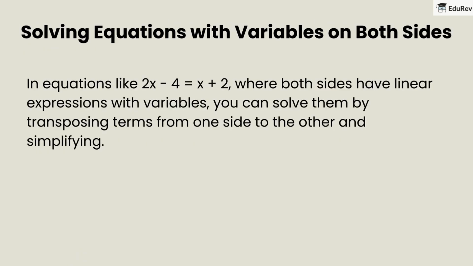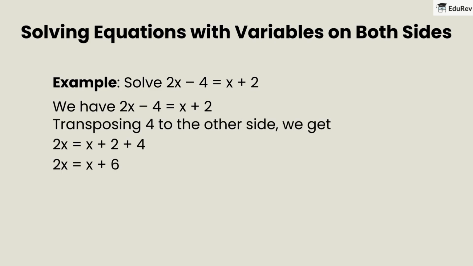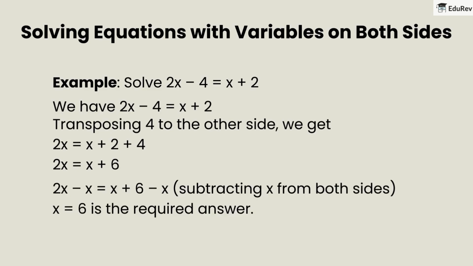In equations like 2x - 4 = x + 2, where both sides have linear expressions with variables, you can solve them by transposing terms from one side to the other and simplifying. Example, solve 2x - 4 = x + 2. Transposing 4 to the other side, we get 2x = x + 2 + 4. 2x = x + 6. 2x - x = x + 6 - x, subtracting x from both sides. x = 6 is the required answer.